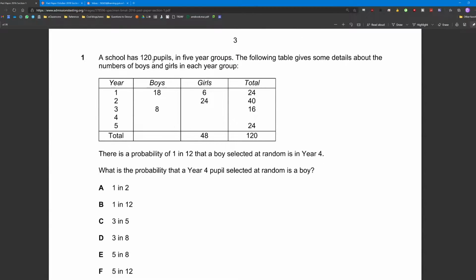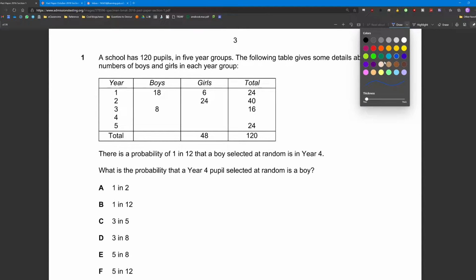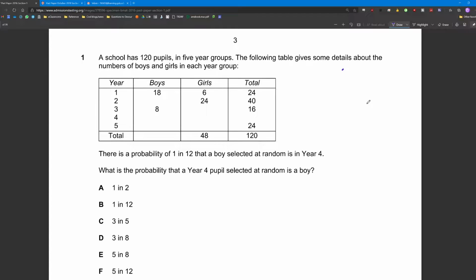A school has 120 pupils in 5-year groups. The following table gives some details about the numbers of boys and girls in each year group. There is a probability of 1 in 12 that a boy selected at random is in year 4. What is the probability that a year 4 pupil selected at random is a boy? Okay. 1 in 12 that a boy selected at random is in year 4. So that means there are 12 in year 4.